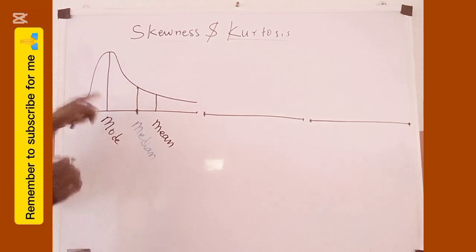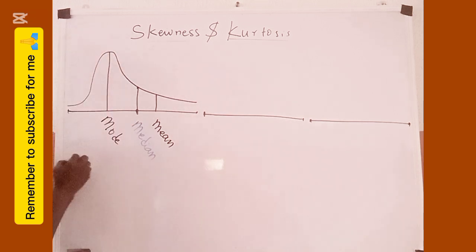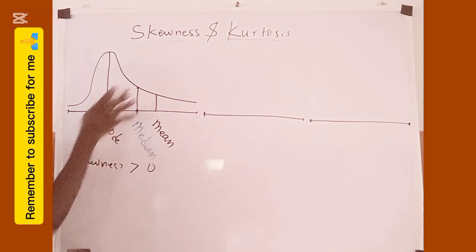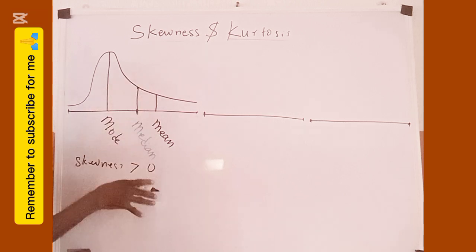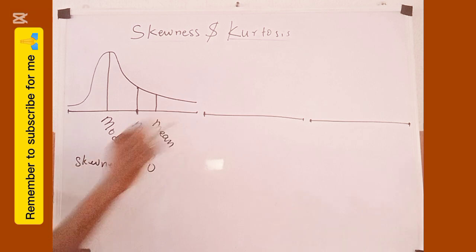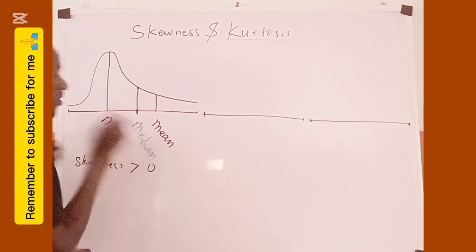And then, of course, you know that here is what we call the skewness. Skewness is greater than 0 here. And of course, when this skewness is greater than 0, the implication is that the distribution has a longer tail in the right, which is here. And then you find out that the mode is less than the median, which is less than the mean.